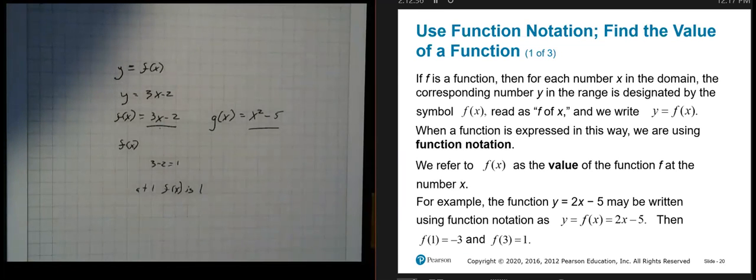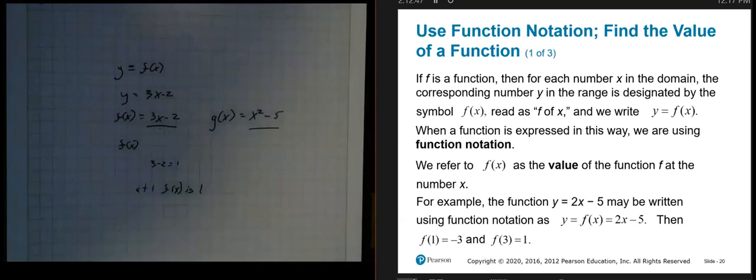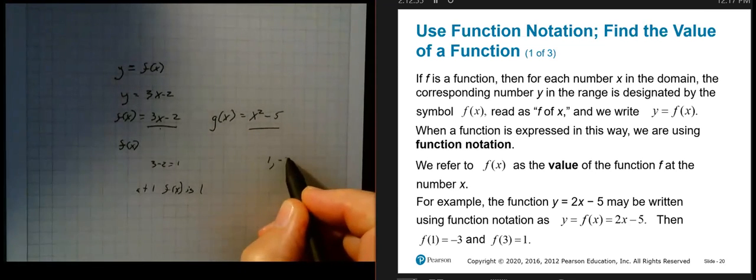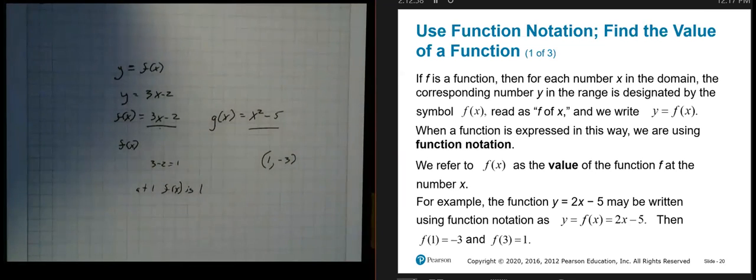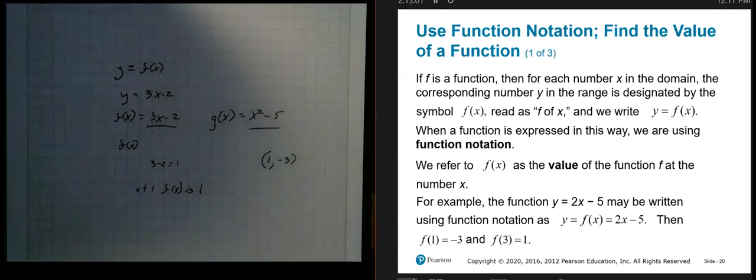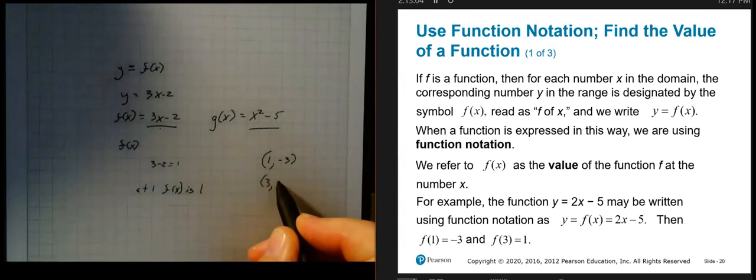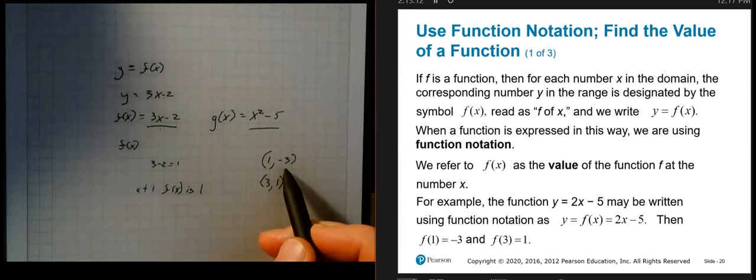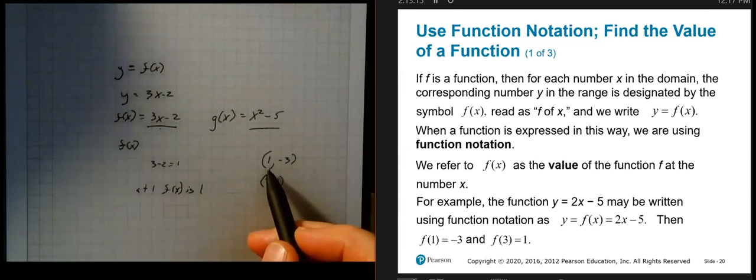For 2x minus 5, using function notation, f of x equals 2x minus 5. Then f of 1 equals negative 3. That means if I put 1 in for x, I get negative 3 for the y value. So that would be the point 1, negative 3. So that's the coordinate pair, x and y. If I put 3 in for x, then I get the number 1 back. So the value of the function is 1 at x equals 3. Here, the value of the function is negative 3 at x equal to 1.